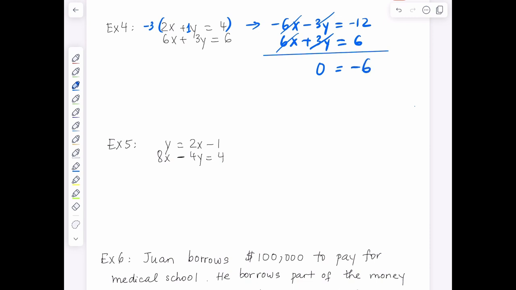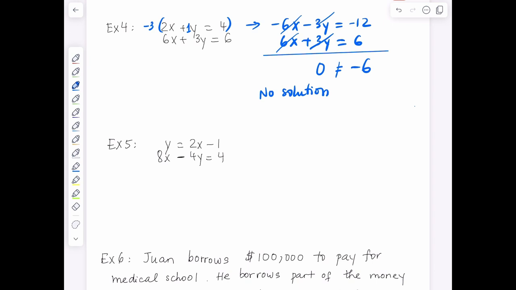We know 0 cannot be negative 6. This is a false statement. So therefore, we can claim that this one has no solution because it leads to a statement that doesn't make any sense. If you were to graph, this will be a scenario where two lines are parallel, which means they don't have any intersection point, and therefore no solution.